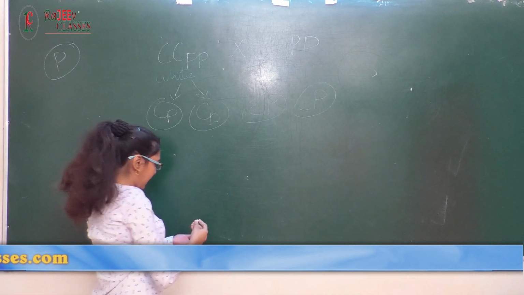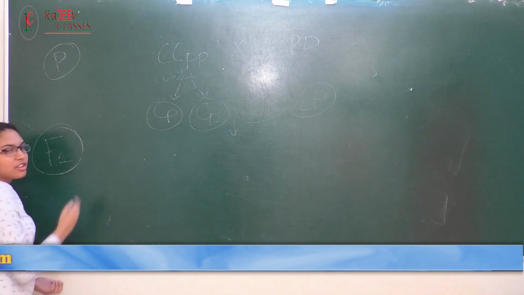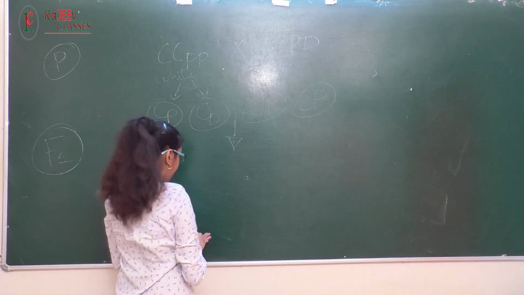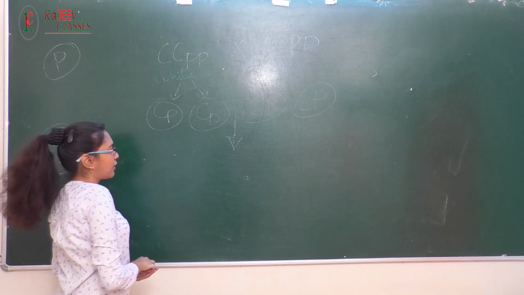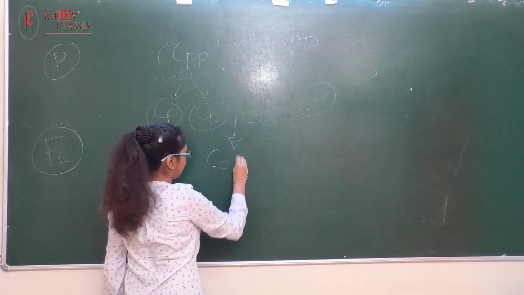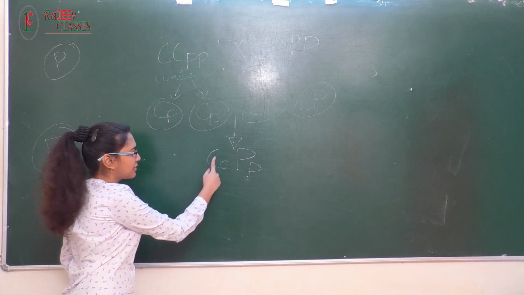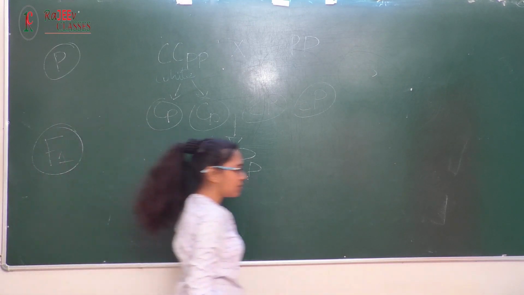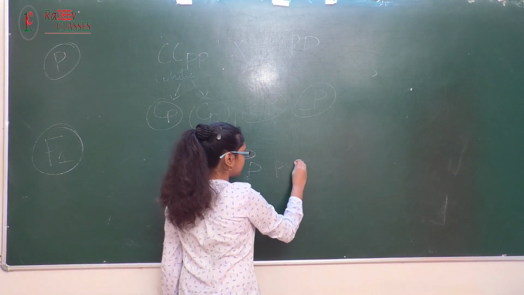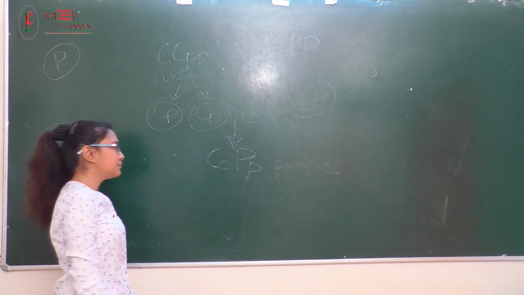Next, in the F1 or the first filial generation, what's the genotype you will get? You will get capital C, small c, capital P, small p. And what's going to be the color? You see capital C, capital P are present together. This particular organism is going to be purple. Clear? Next.